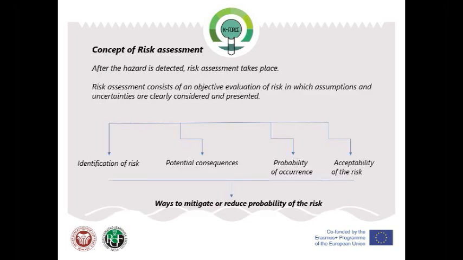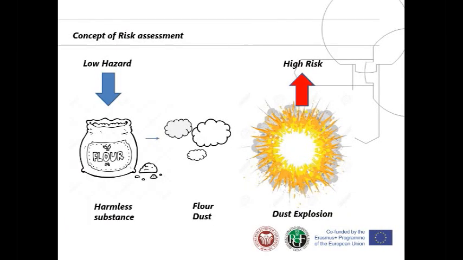After the hazard is detected, risk assessment takes place. Risk assessment consists of an objective evaluation of risk in which assumptions and uncertainties are clearly considered and presented. The risk assessment consists of several steps: identification of risk, estimating potential consequences, probability of occurrence, and acceptability of the risk. All these four steps should give ways to mitigate or reduce the probability of the risk. Risk identification is not always an easy and simple procedure, and is crucial for the quality of risk assessment. It is necessary to know the problem for which the risk assessment is carried out.